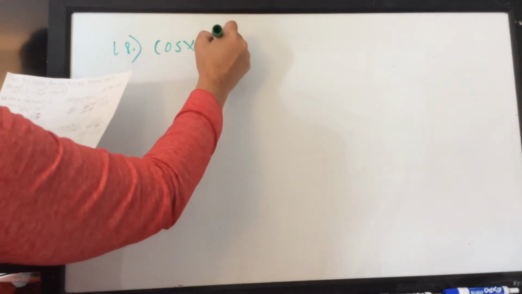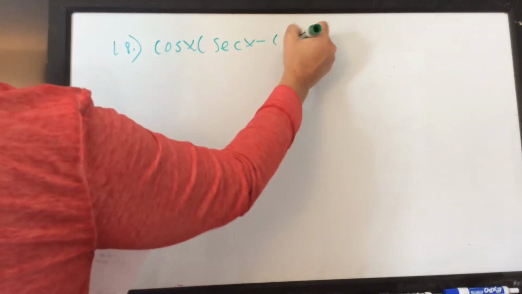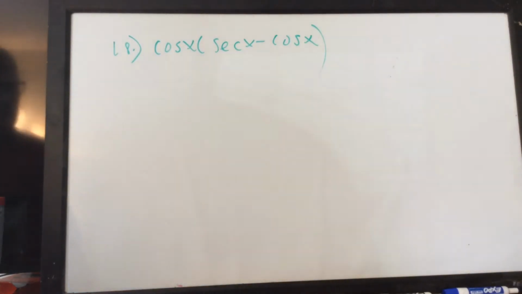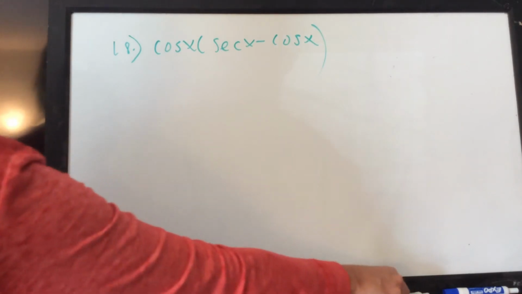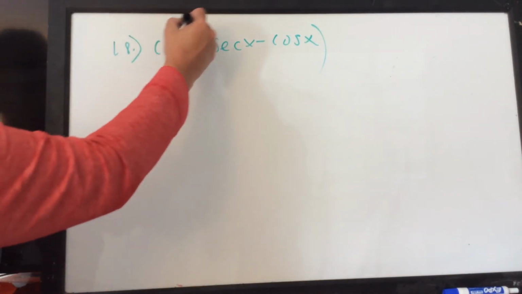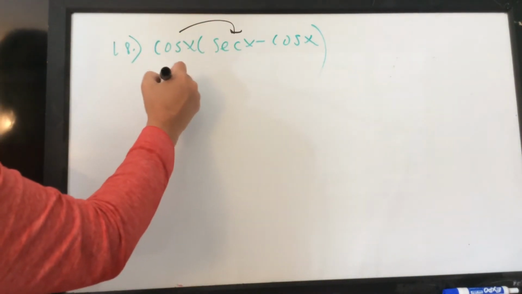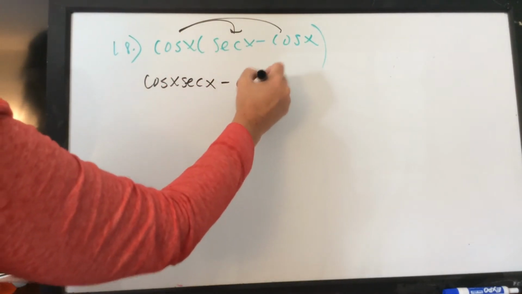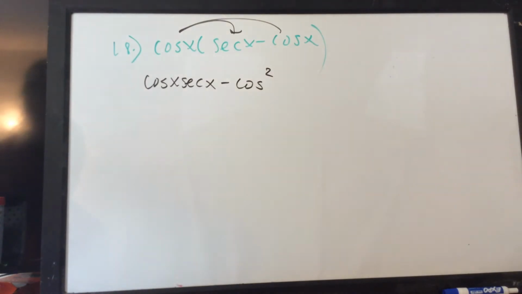Cosine x, secant x, cosine x. Again, I talked about this, and this may be the one we did before, but I distribute first, just so I don't have to mess with distributing with fractions. I'm going to distribute that. Cosine x, secant x. And then I think we had this. I'm going to distribute that.